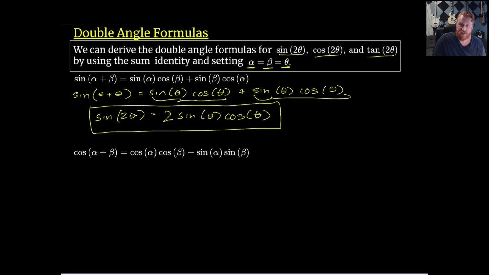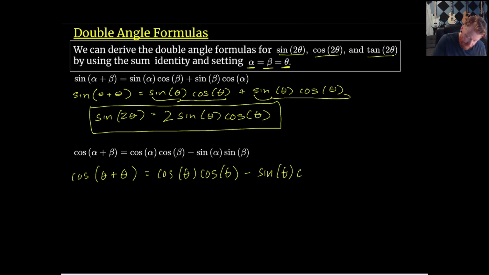Okay, so there's sine. Next we'll get cosine by doing the same thing. We're going to take cosine of not alpha plus beta, but of theta plus theta, so that the terms being added are exactly the same. Just filling in the details, this is our regular sum identity for cosine. I could write this as cosine theta cosine theta minus sine theta sine theta. As I simplify this, I'm going to get cosine of 2 theta is equal to cosine squared theta minus sine squared theta.